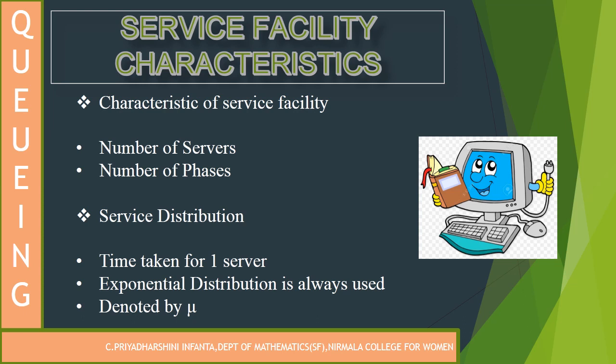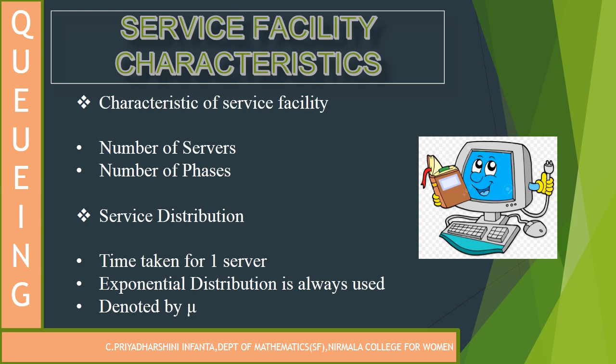Next one is the service facility characteristic. The service facility characteristic depends upon the number of servers. The server may be 1, 2 or infinite, and the number of phases which are required for the service. The distribution here is often an exponential distribution because depending upon the arrival, the service is being done. So the distribution which is followed is an exponential distribution.